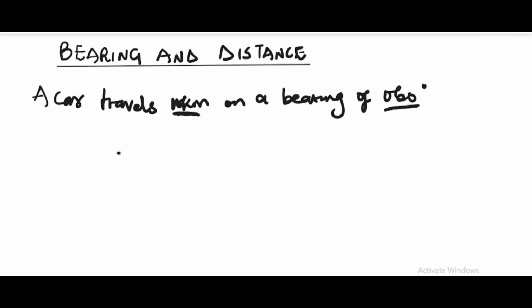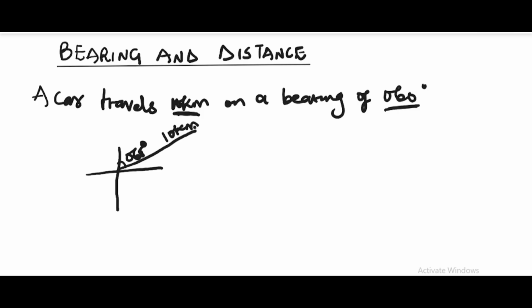So the car travels on a bearing of 60 degrees. That means it is here, in the northeast direction. And the distance the car covered was 10 kilometers. So that is basically what bearing and distance is all about. Together they help us to describe the exact position of movement from one point to the other.